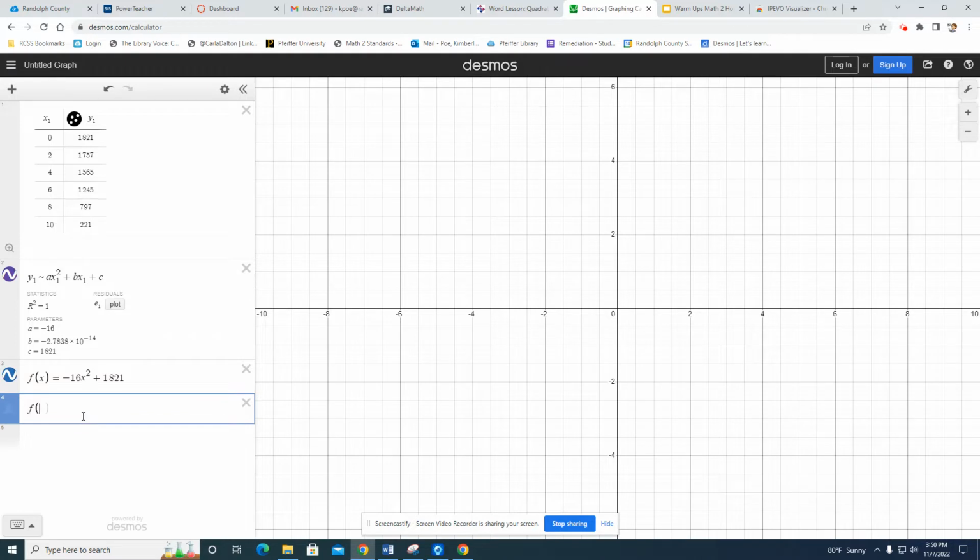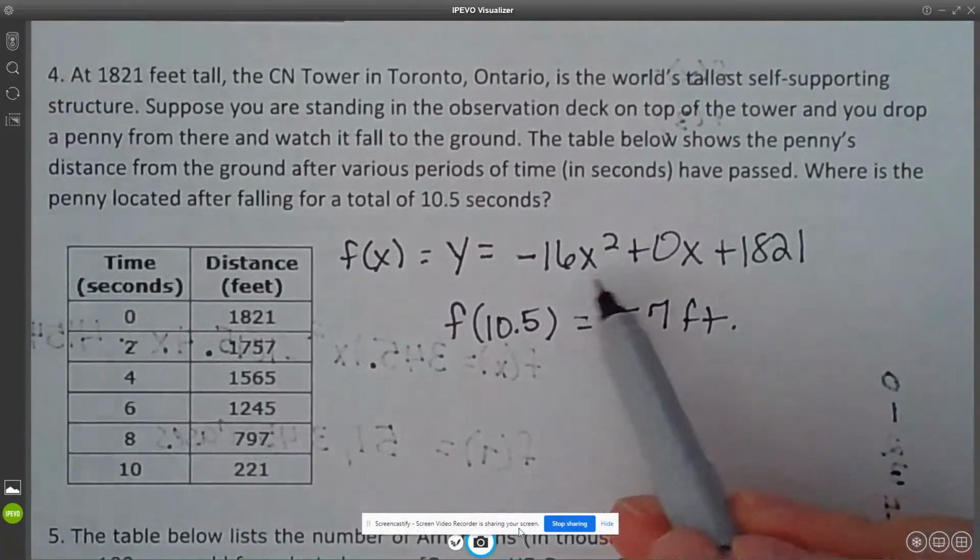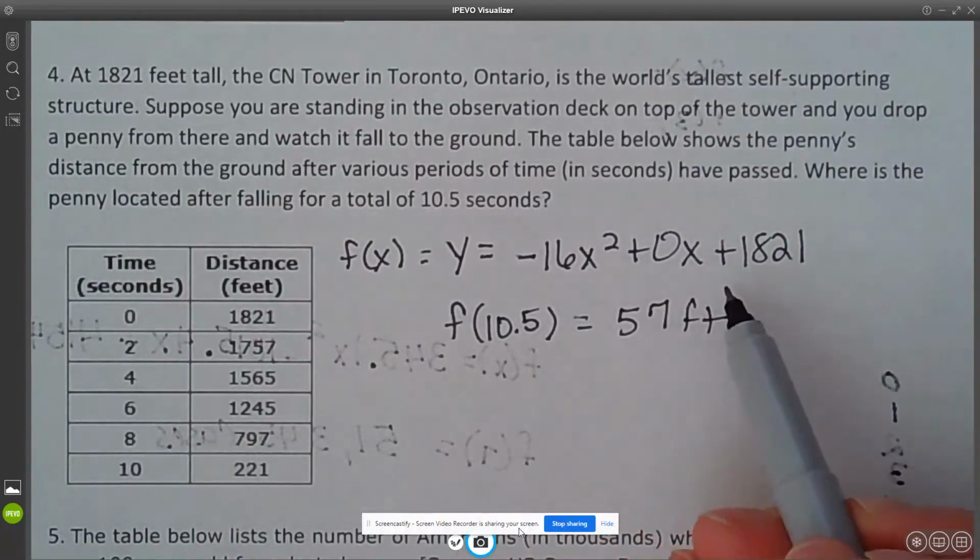Okay, and then we said we needed to find f of 10.5. And you can see there that we got 57, and it is going to be feet. Okay, so remember it was a 0x. Okay, so I'm going to go back to my paper. Negative 16x squared plus 0x plus 1821.